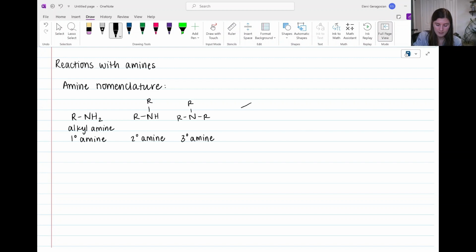If we have an aromatic ring bonded to a nitrogen, we'll say NR2, because these can be hydrogens, these can be carbon chains. This is called an aryl amine. So remember, aryl refers to an aromatic ring.